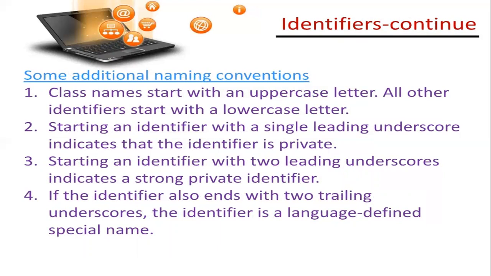If you start an identifier with a single leading underscore, it indicates that the identifier is private. Again, you all will not understand this right now, so I would just tell you all to keep it in your mind. You may not be able to see the application yet. If you start the identifier with two underscores, that means it's a strong private identifier. And if the identifier also ends with two trailing underscores, the identifier is a language-defined special name. You can skip this slide if you have not understood anything. It's absolutely fine. We're going to come back to this slide when we do these topics.